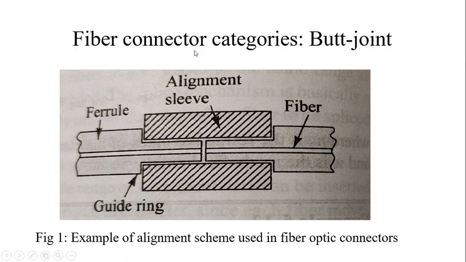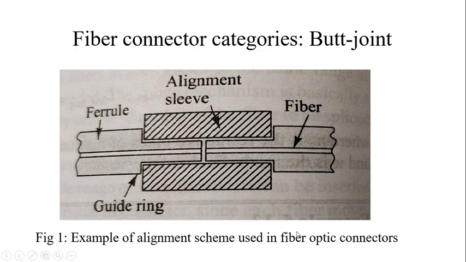Next, we will discuss fiber connector categories. What categories do we have? We have two categories. One is the butt joint connector. The second one is the extended beam fiber optical connector.